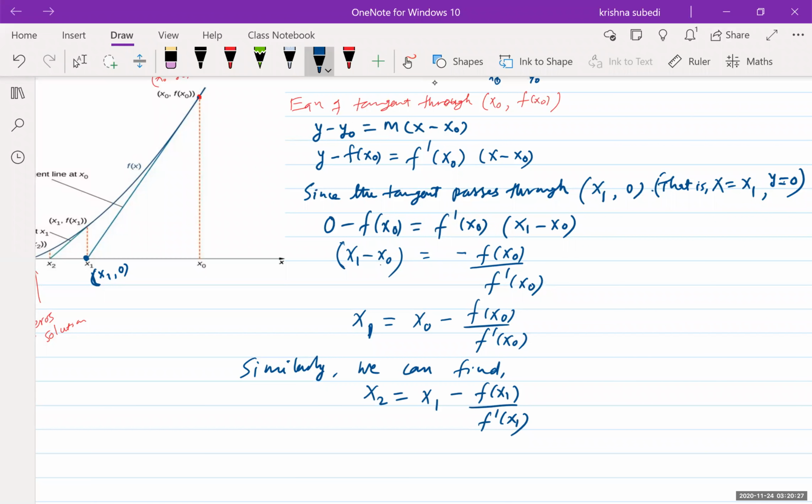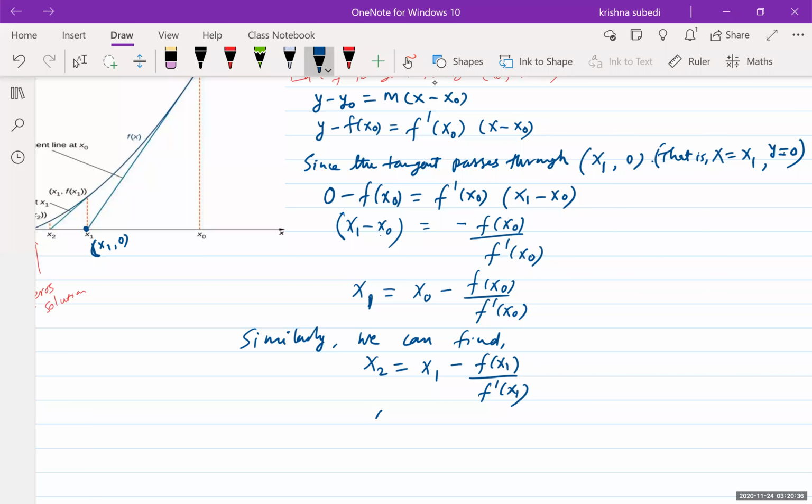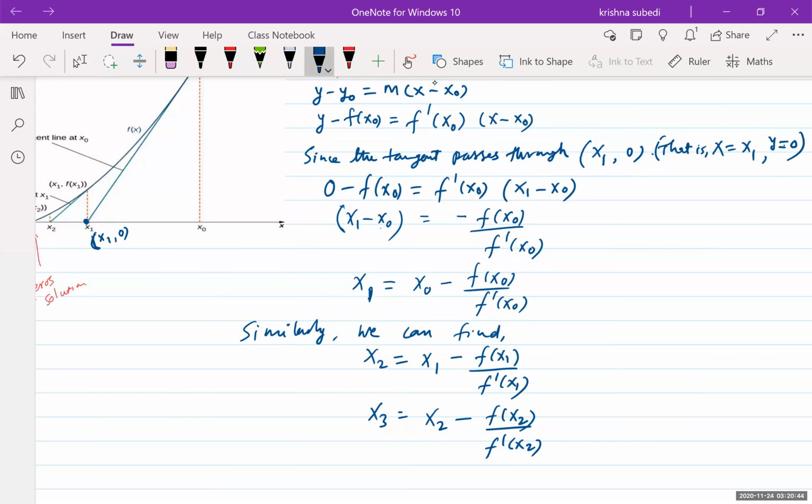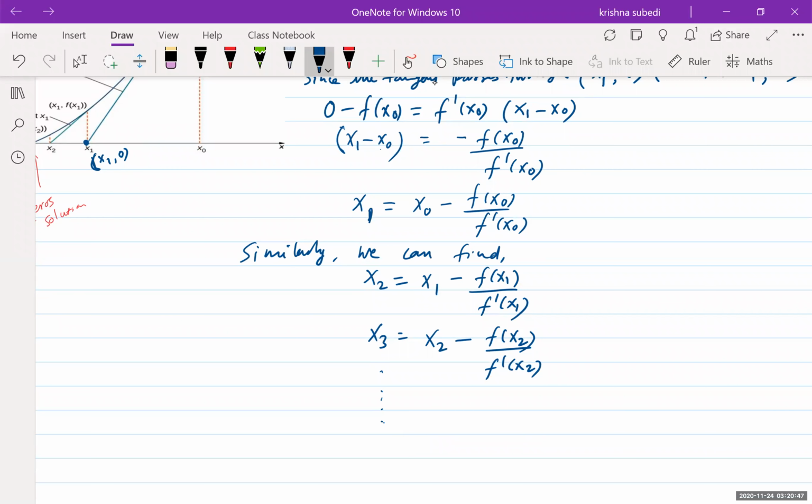Everybody agree on that? Yes. If it is 1, there is 0, 0, 0. If it is 2, there should be 1, 1, 1. In the same way, similarly, x3 will be x2 minus f of x2 over f prime of x2, right? If I continue that way, tell me x n plus 1 will be what? xn minus f of xn divided by f prime of xn. Thank you. This is the formula, okay?